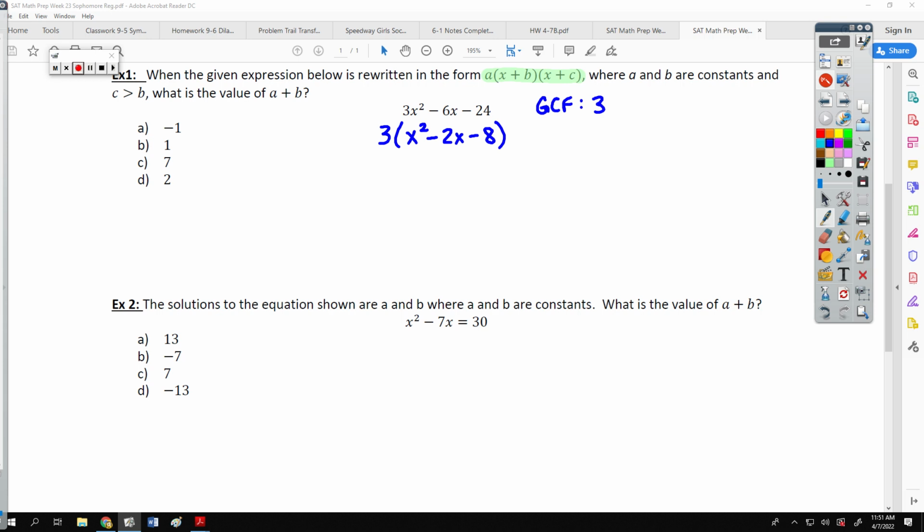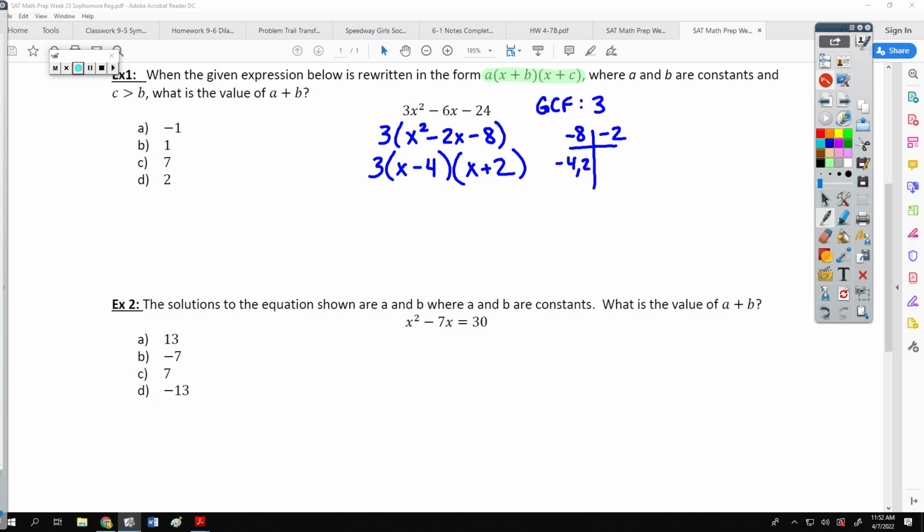At that point, we're looking at basic trinomial factoring. We need to find the two numbers that multiply to negative 8 and add to negative 2. In order for those numbers to multiply to negative 8, one of them will be positive and the other will be negative. Since they need to add to a negative number, the larger of the two numbers will be the one that is negative. The numbers that multiply to negative 8 and add to negative 2 would be negative 4 and positive 2. Those would be the numbers that go in the parentheses.